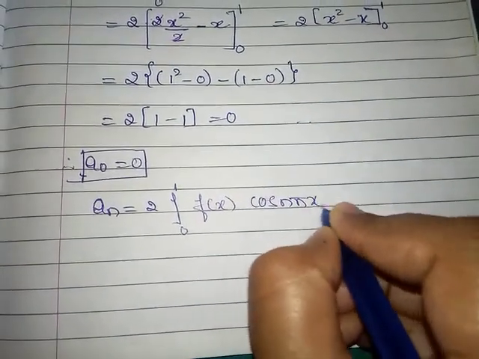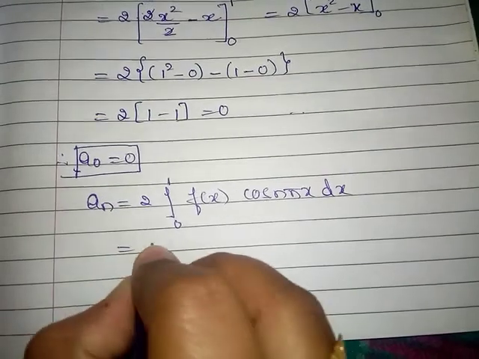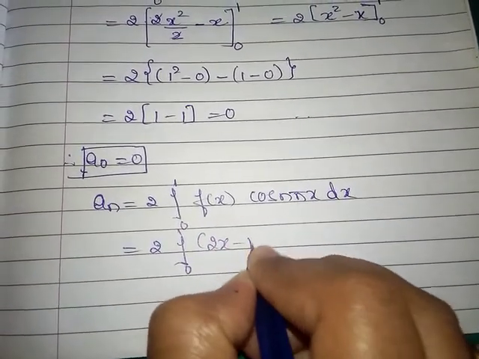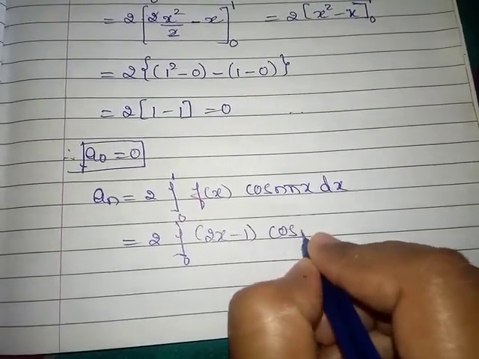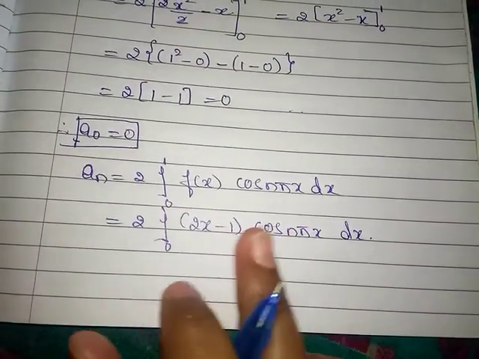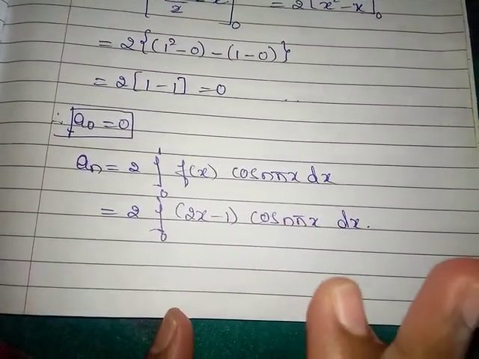Next is an. an is equal to 2 into integration from 0 to 1 f of x cos n pi x dx, which is equal to 2 into integration from 0 to 1 2x minus 1 cos n pi x dx. Now to solve this one, we have to apply the Bernoullis rule.